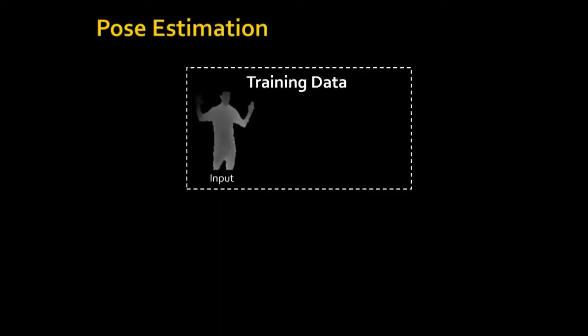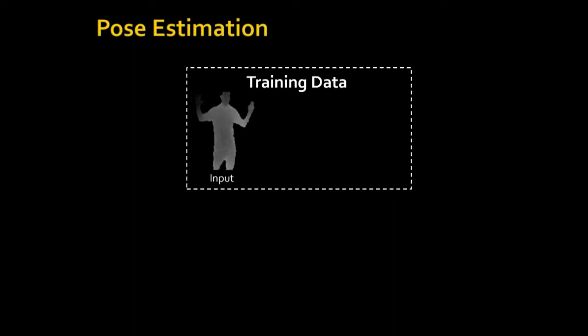So what is the underlying technology? This is an input that the Kinect sees. This is like an image where the pixels which are brighter are closer to you, and pixels which are darker are far away from you. So this is essentially what the sensor gives.